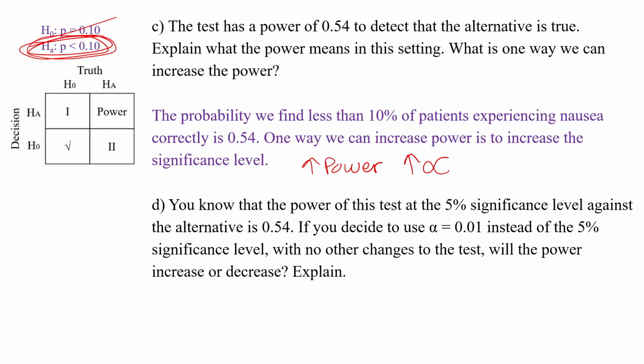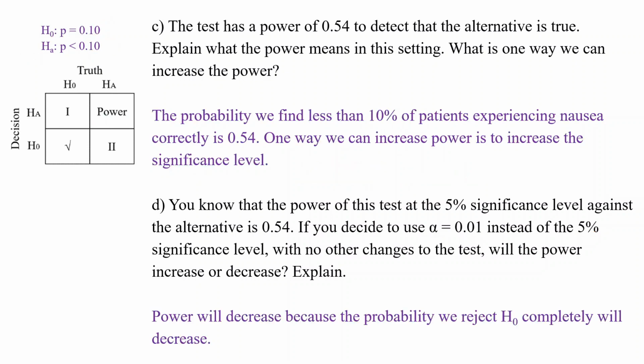Okay? And then D, sort of the same situation. You know that the power of this test at the 5% significance level is 0.54. If you decide to decrease it and use 0.01 instead of 5% with no other changes to the test, will power increase or decrease? Okay. So this is kind of another way of asking the question in part C, right? This says, okay, to increase power, we increase our significance level. This says we're going to decrease our significance level. What happens to power? Well, power will decrease because the probability we reject the null correctly will decrease.